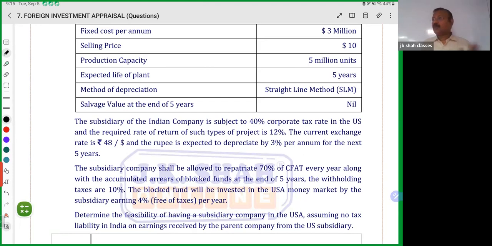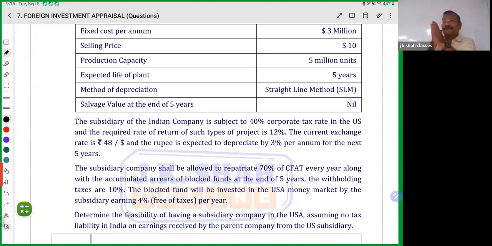Okay, they have given it the other way around, and they said that it is expected to depreciate. So for those whose rate is given as 0.0028, you can straight away apply the depreciation rate and calculate the rates, right? Okay. The subsidiary company shall be allowed to repatriate 70% of cash flow after tax along with the accumulated arrears of blocked funds at the end of 5 years.